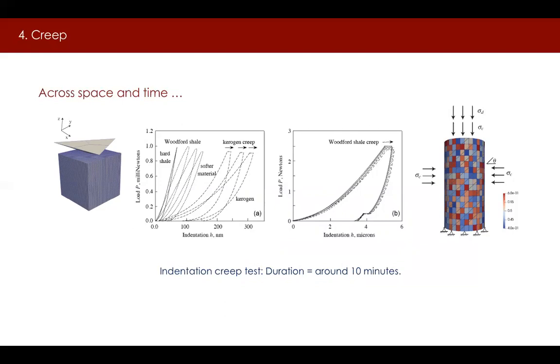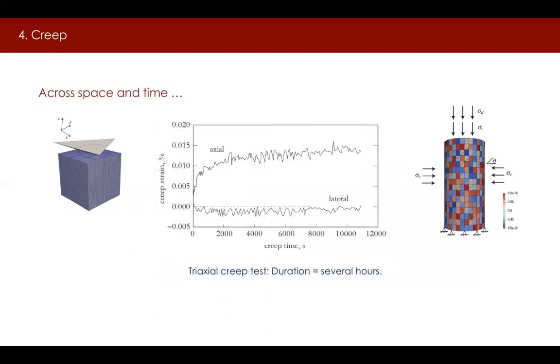But even then, depending on the material being indented, kerogen, for example, significant creep could be observed during the period of sustained load. In contrast, triaxial creep tests have a duration of several hours, sometimes even much longer, like days or weeks. The question is, how do we reconcile these measurements that span several orders of magnitude across space and time?